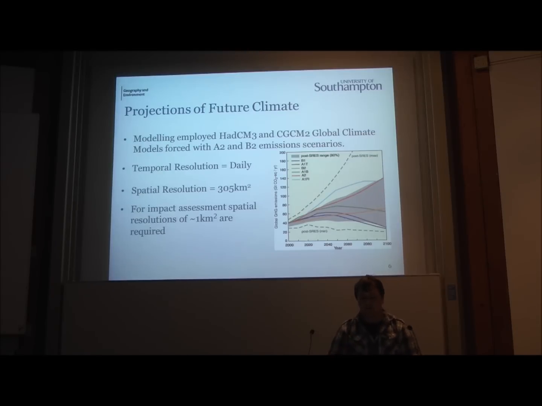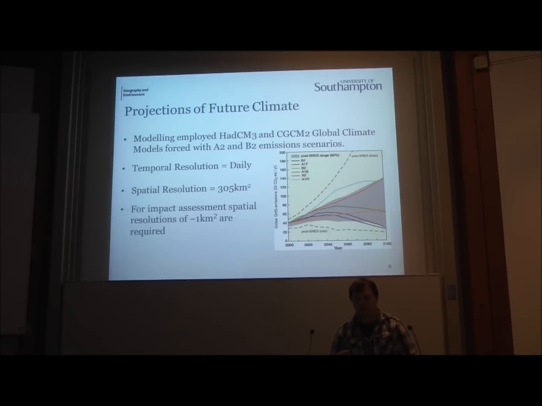They're forced under two different emission scenarios. If you can see on the graph there, we're using the A2 emission scenario, which is the red line and is one of the high-end emission scenarios, and also the B2, which is the orange line and is often called the business as usual emission scenario, towards the lower end of what the IPCC reckon is the possible range of emission scenarios. So we're covering the spread of plausible climate change.